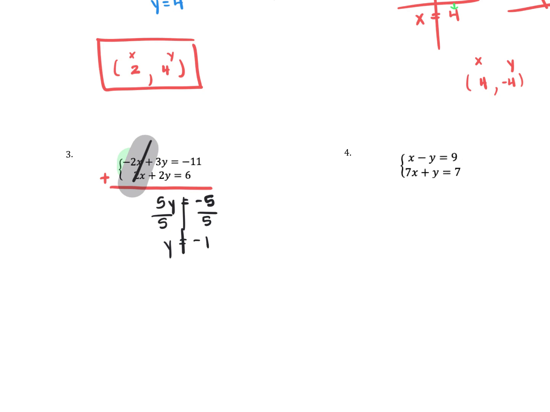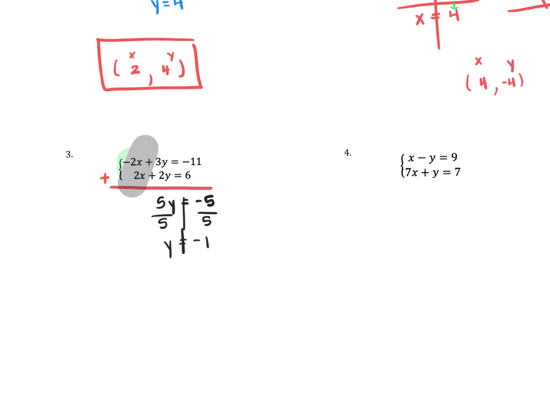Okay, so now that I have my y, the other letter I'm looking for is my x. So now I'm going to plug that y into either one of your equations. And I'm going to go ahead and erase this again so you can see the original, because you've got to plug into the original equation. So I have -2x plus 3y equals -11, or I have 2x plus 2y equals 6.